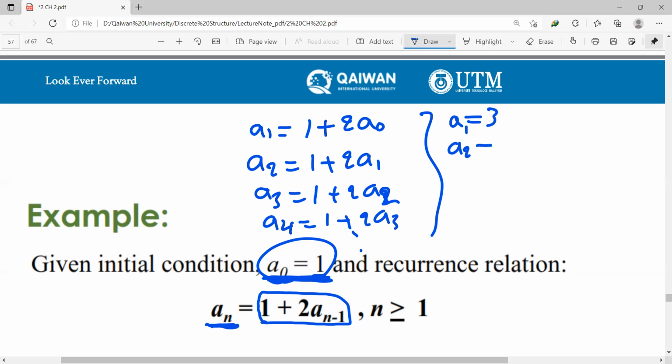How about A2? A2 is 2 times A1 plus 1. A1, we found that it's 3. 2 times 3 is 6, plus 1 is 7.